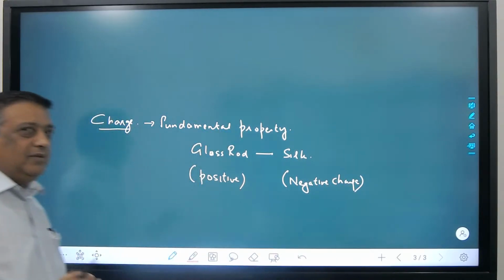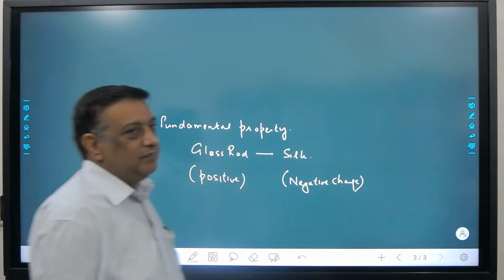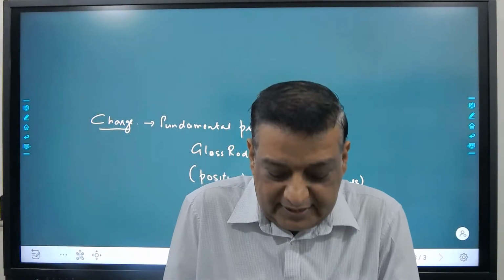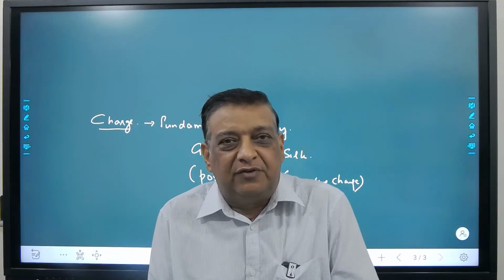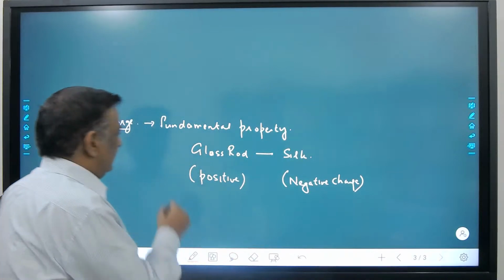Now, at that time, the concepts of electron and proton were not developed as yet. But now we know the reason why it happens. We say that when you rub two bodies, you have to do some work against friction. So you can say this is the concept of frictional electricity.